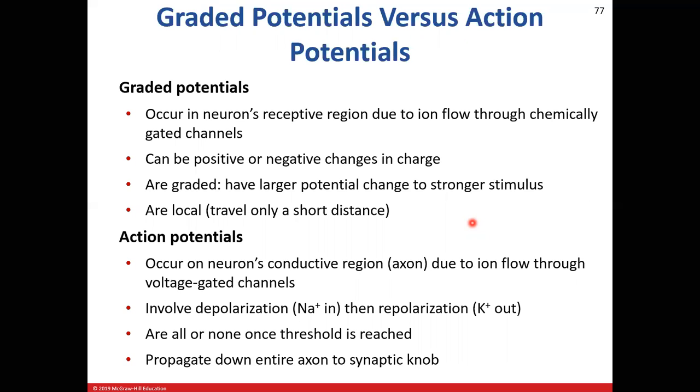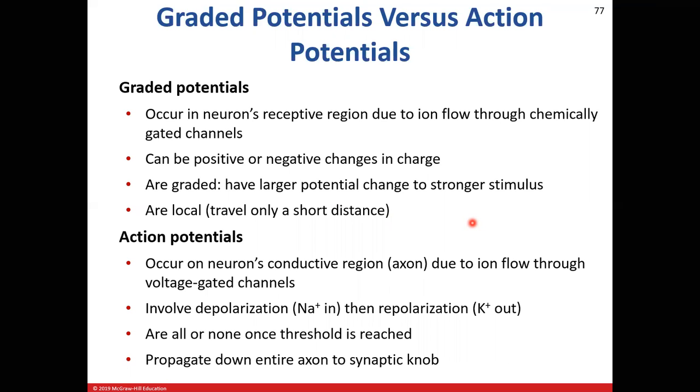They're called graded potentials because they are graded. They can have larger potential change to stronger stimuli, or they can be relatively small. Again, they're always going to typically fall under the distance needed to generate the action potential, or the threshold. But what happens is they are able to add together. And then lastly, they're very local. So they only travel short distances, and they get smaller or they diffuse over that distance.